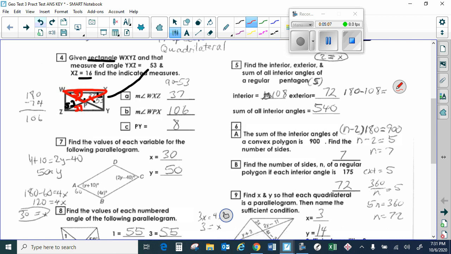All right, let's go to the next piece, TY. Remember the diagonals bisect each other, and since the diagonals also are congruent, it has to be 16 divided by 2, which is 8.